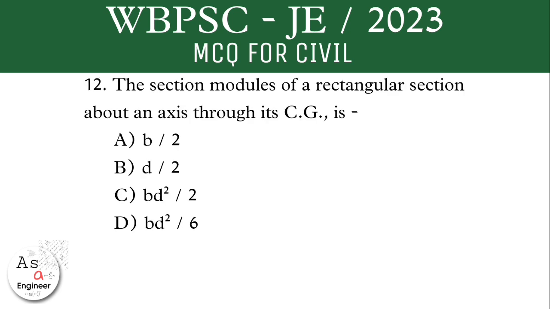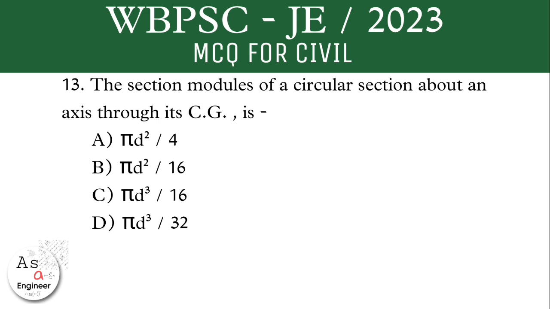The next question is the section modulus of a rectangular section about an axis through its CG is. Right answer is option D, BD square by 6. Next question is the section modulus of a circular section about an axis through its CG is. Right answer is option D, pi d cube by 32.